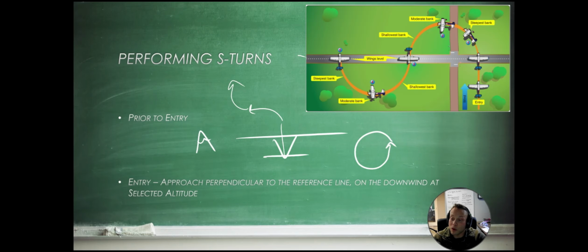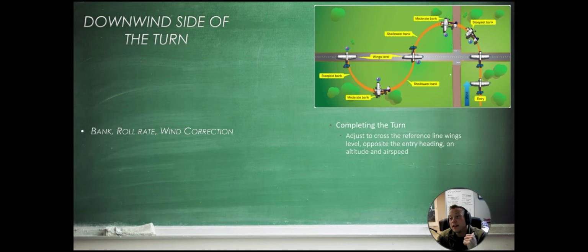And then, again, we want to enter on the downwind, perpendicular to the road or the reference line, and then add our altitude. And remember, we don't want to lose any altitude while we're performing this maneuver. So when you're in a bank, what happens to your vertical lift? We've talked about this before. Your vertical lift now is decreased, and we have to account for this loss of vertical lift by adding maybe a bit of back trim or a nose up trim, or adding a little bit of power.